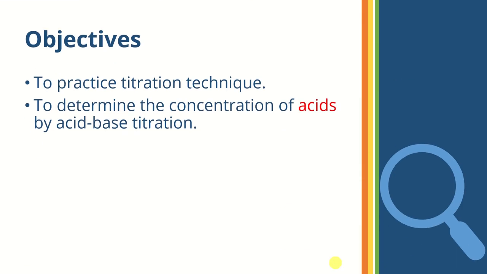So this is gonna be the experiment number 3 on acid-base titration. Objectives on this experiment is for you to practice titration technique and to use that to determine the concentration of acids by acid-base titration. The acids that you're gonna find the concentrations of are hydrochloric acid and sulfuric acid.